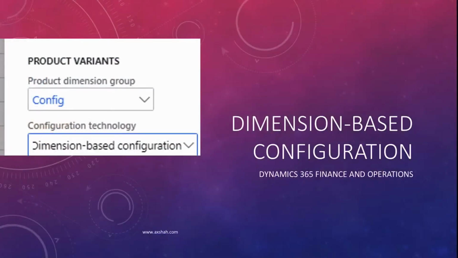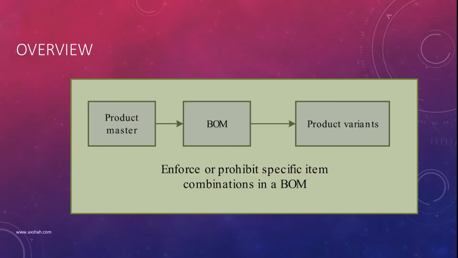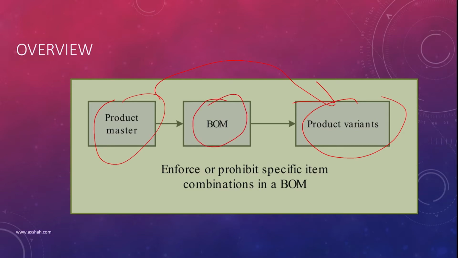Hello, today we'll be discussing dimension-based configuration. It is one of the configuration technologies used to create a product master. Basically, the product master contains the product variants. However, with configuration-based technology, with the use of the bill of material, we can generate product variants by limiting the combinations in the BOM itself.